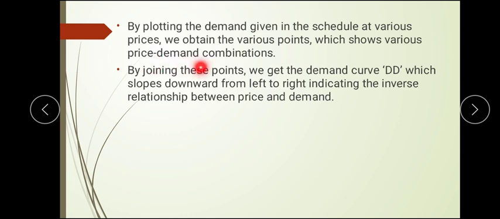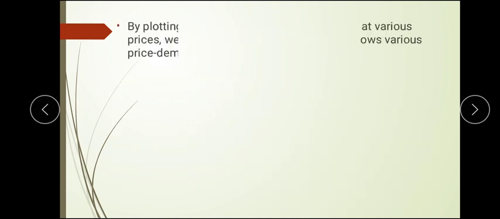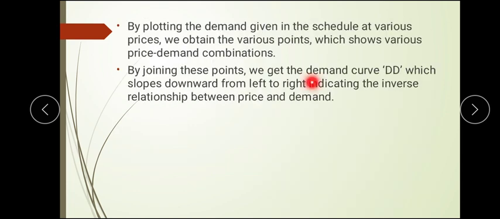Now by joining these points, we get the demand curve DD. If you go back here, all the different points are joined together, and this is the DD curve which has been drawn. This red line is called the DD curve, that is, the demand curve. It is a demand curve which slopes downward from left to right, indicating an inverse relation between price and demand. How? Because price, which is on the y-axis, is getting reduced, and on the x-axis the demand is getting increased.